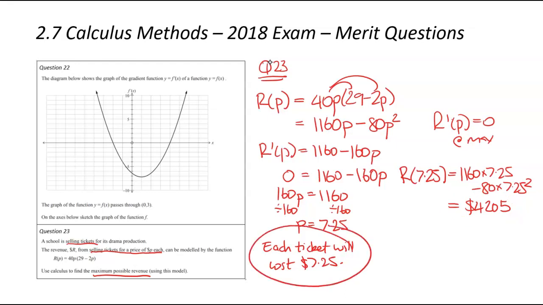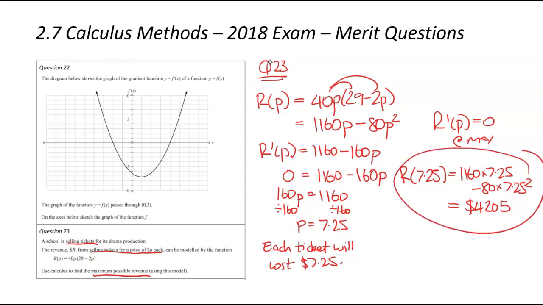If you got 7.25 and stopped, you're probably going to get achieved, but that last step, maybe the easiest part, gets us the merit mark.